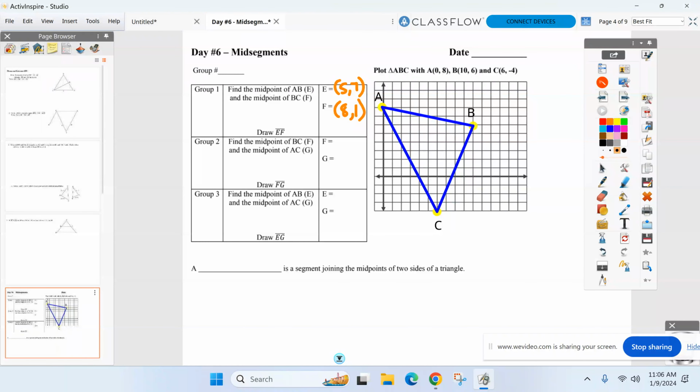On your own, starting here. Please don't call me over and ask, am I doing this right? Where can you go to see if you're doing it right? Answer keys that are posted on Classroom. Thank you, Zoe, for helping us. Once I see everybody's done, we'll come back as a group and then talk about your courses for next year.